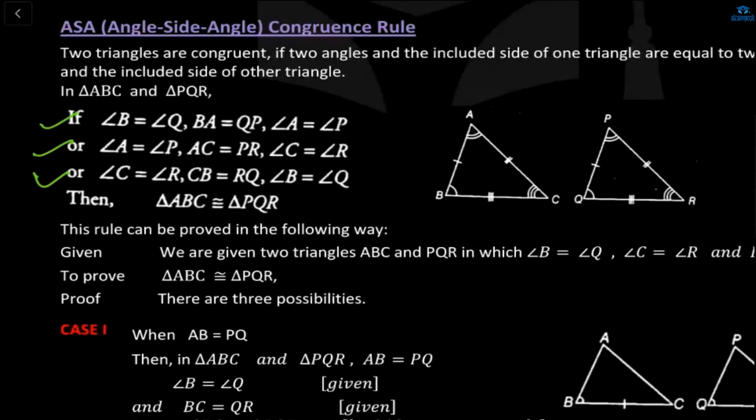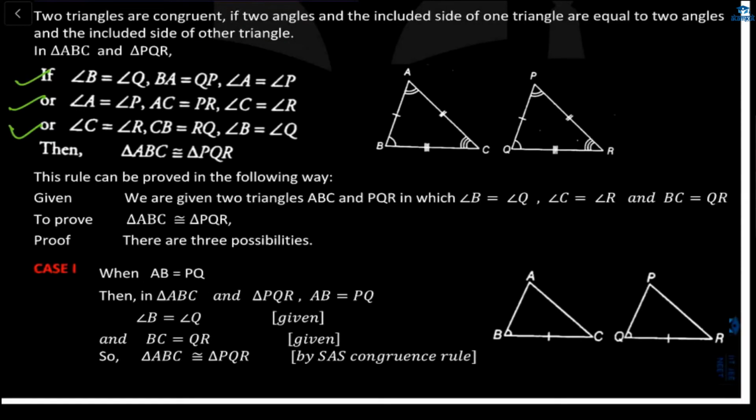Now how can we prove that these triangles are congruent? See here, we are given two triangles ABC and PQR, in which angle B is equal to angle Q, angle C is equal to angle R, and side BC is equal to QR. To prove triangle ABC is congruent to PQR means that if these three conditions are there, then you have to prove that the two triangles are congruent. Actually, this is the proof of the given condition, that if these three things exist, both the triangles will be congruent. Now how can the triangles be congruent? There will be three different cases. We will see one case at a time.